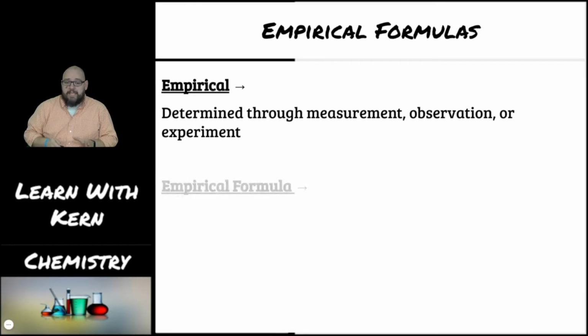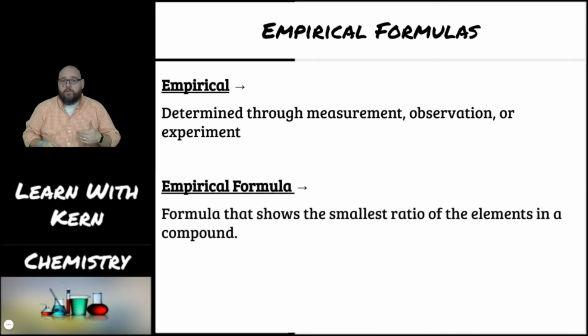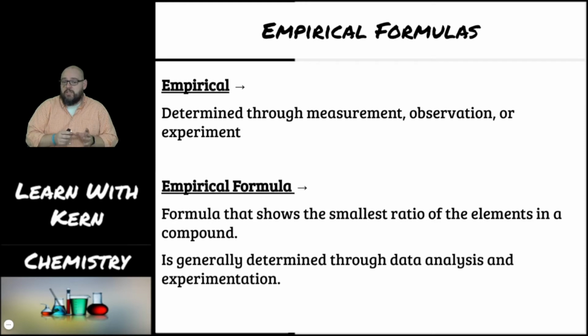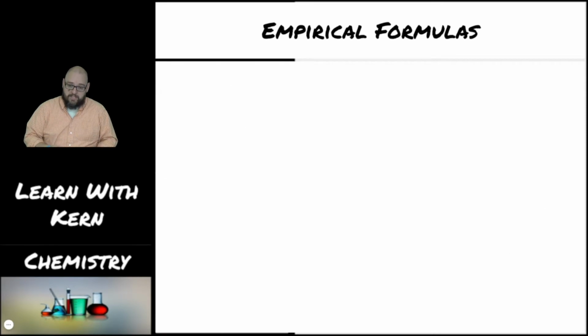So when we call something an empirical formula, what we're saying is that it is the formula that is determined through experimentation. And when you do that, you end up with the formula with the smallest ratio of elements in a compound. As we learned in the last lesson about percent composition and the law of definite proportions, they have a specific proportion. The issue is there are some compounds that may have similar proportions, but they're going to have different actual molecular formulas. So the empirical formula is generally determined through data analysis and through experimentation.